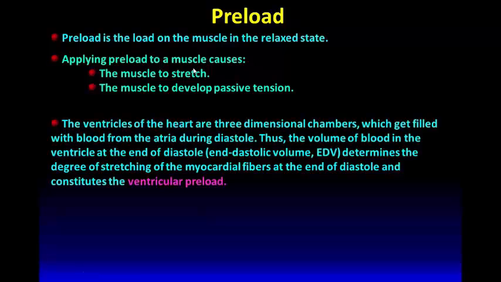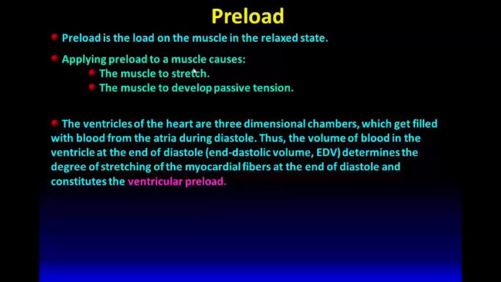The left and right ventricles of the heart, as you all know, are three-dimensional chambers which get filled with blood during ventricular diastole. Thus, it is the volume of blood in the left and in the right ventricles at the end of diastole, which we call the end diastolic volume, which determines the degree of stretching of the myocardial fibers at the end of diastole.